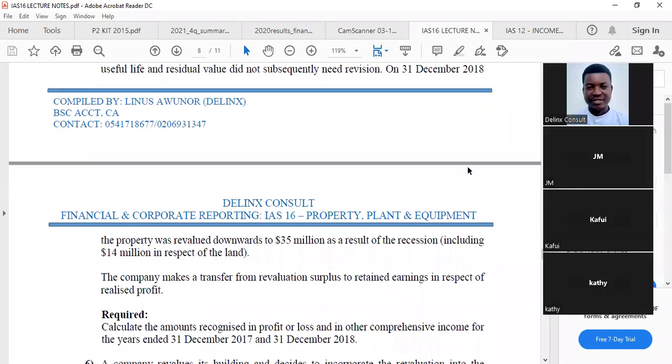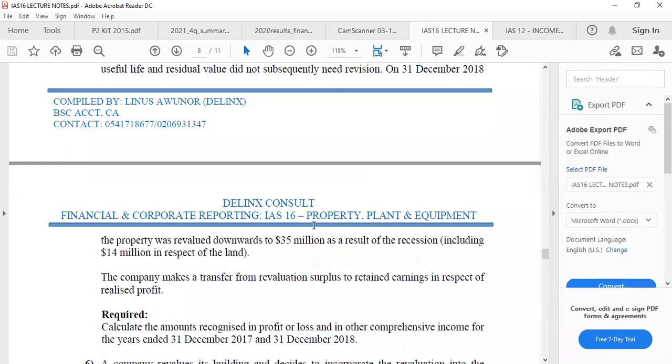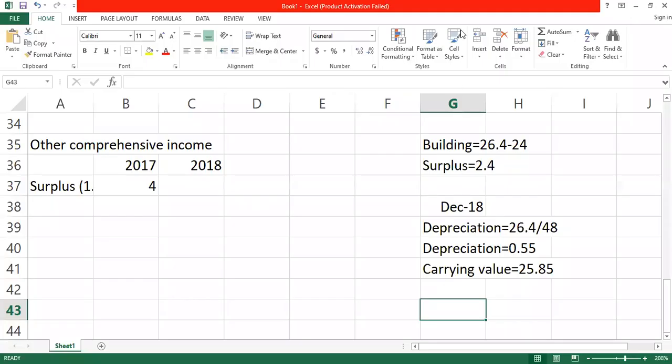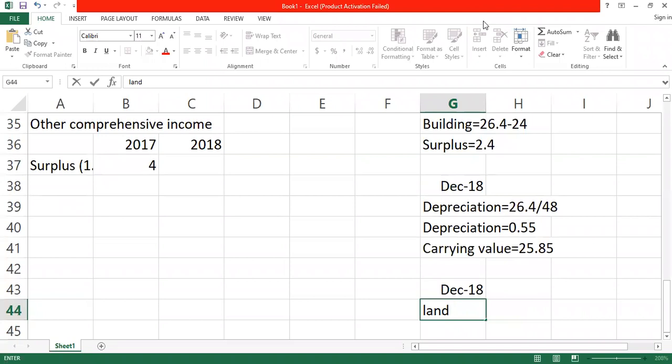35 million, but that for land is 14. And that of the building will be 21 million. So December 2018, we did additional revaluation. So land will be 14 million, isn't it? And building will be 21 million.